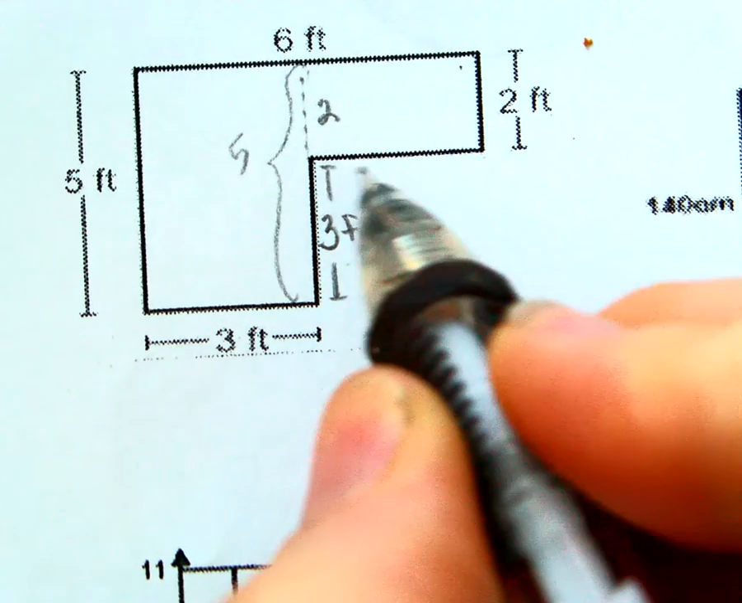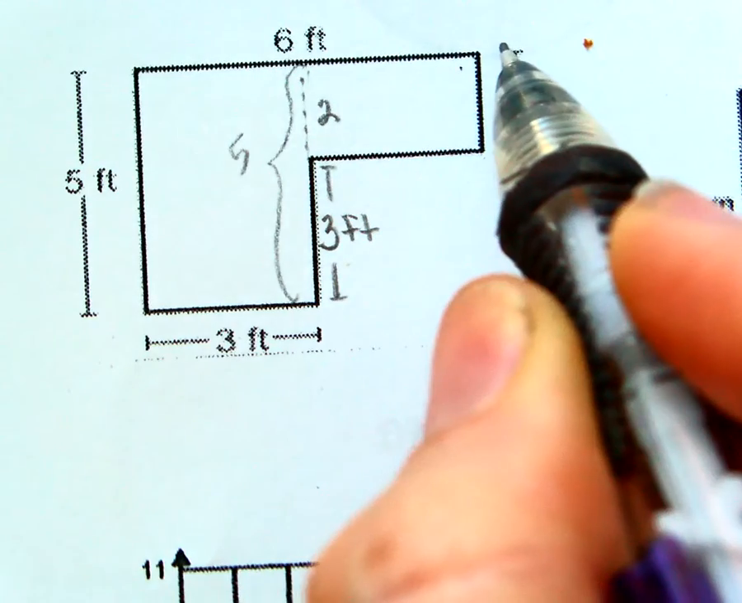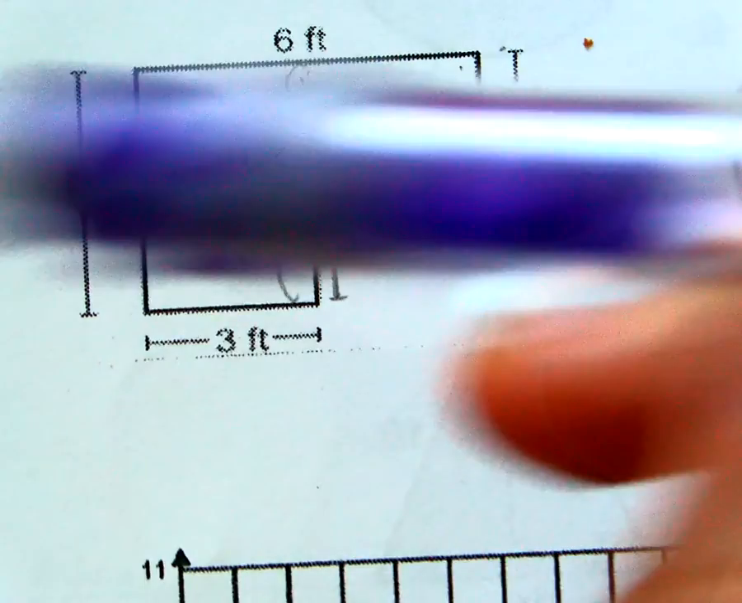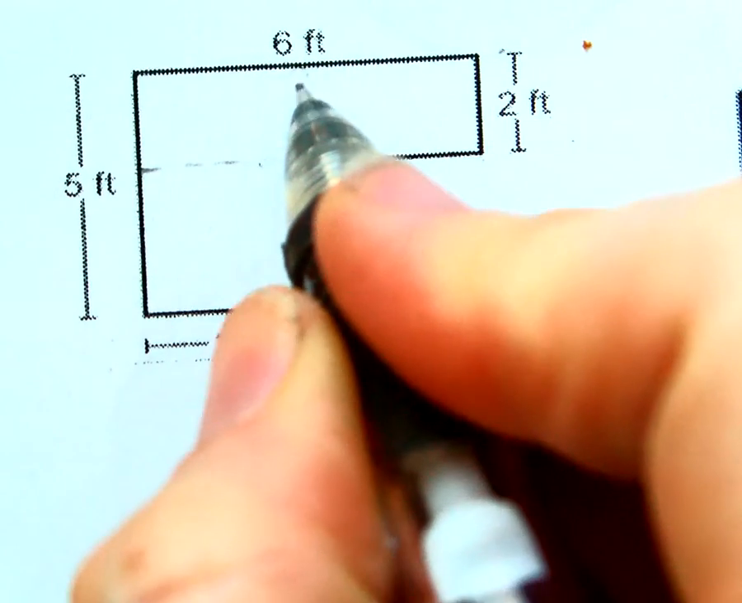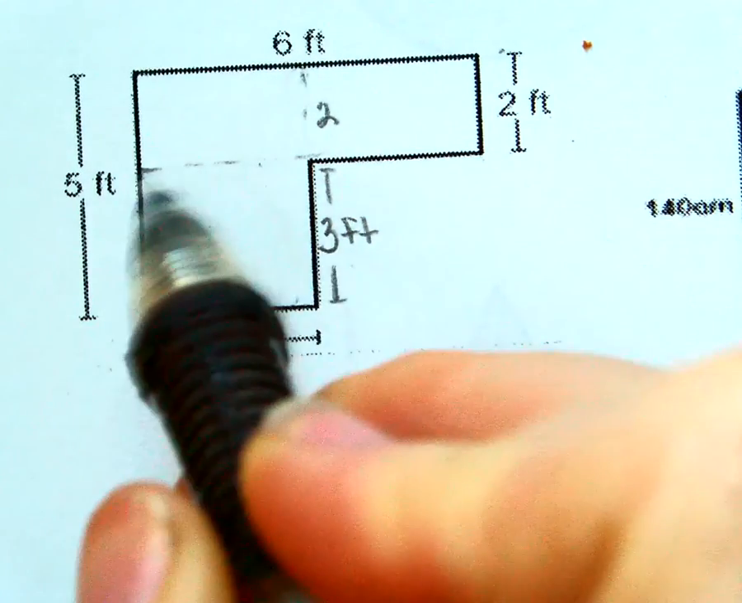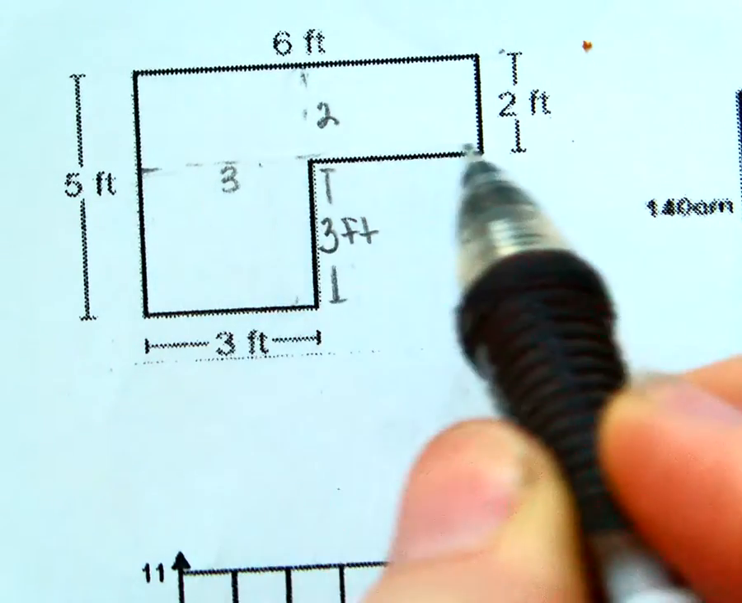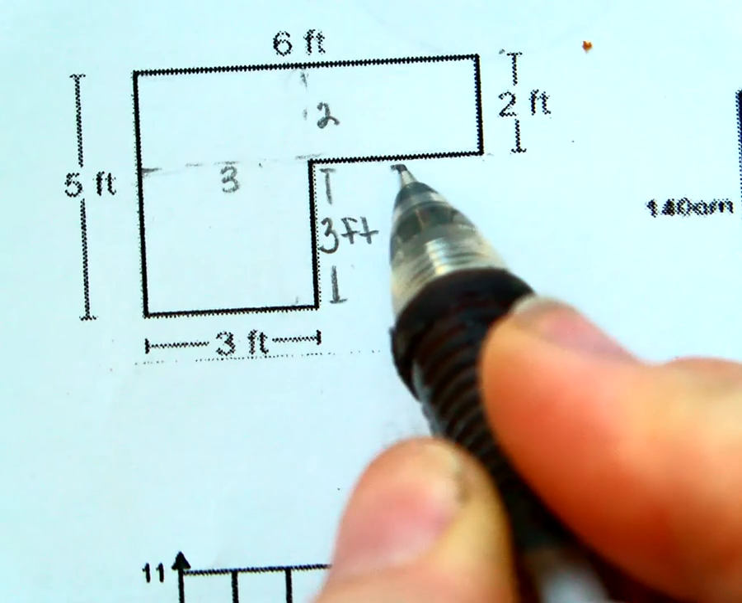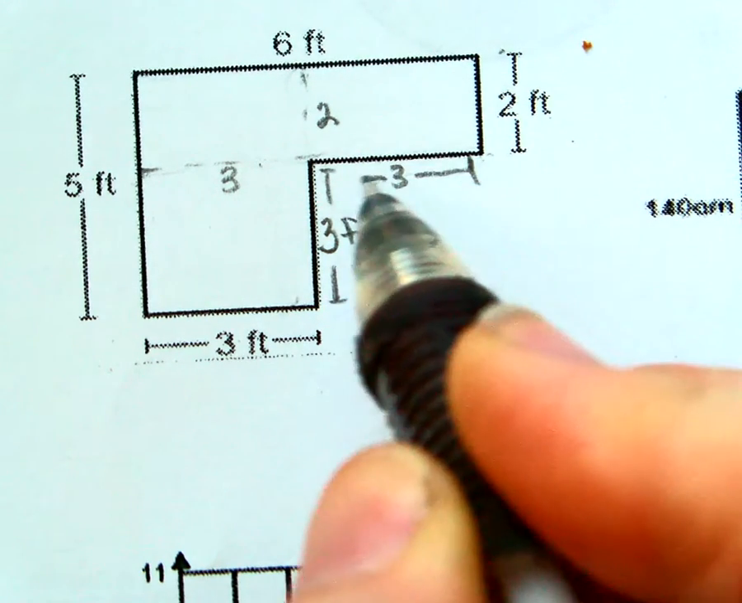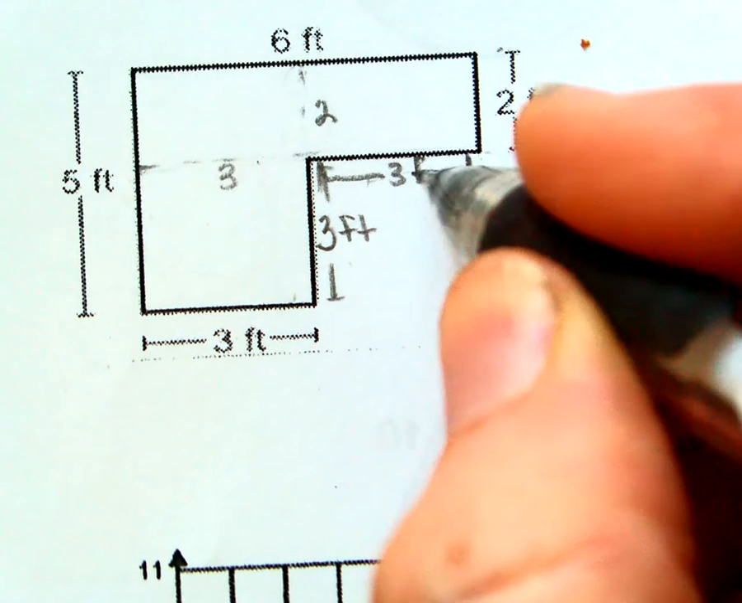And then I also need to know how much this is. Okay, so I know this whole length is 6, which tells me, let me get rid of this 5 for a moment, which tells me this whole length right here is 3, right? And if the whole length is 6, like this one, then 3 plus 3, right, would be 6. So actually both of these pieces right here are 3 feet long.